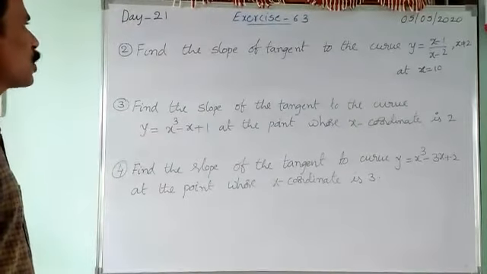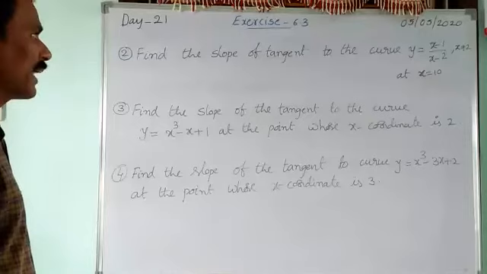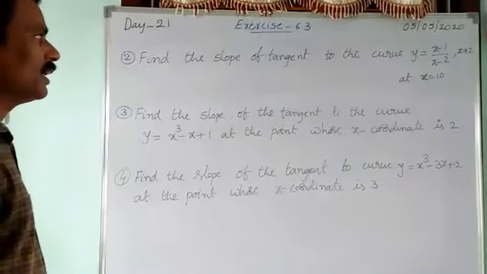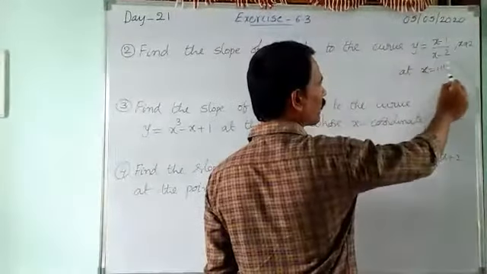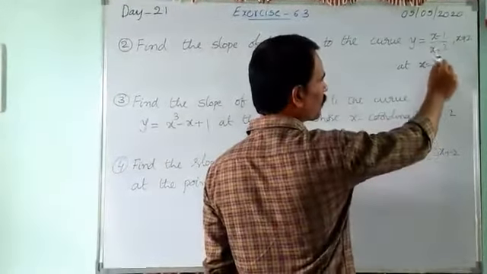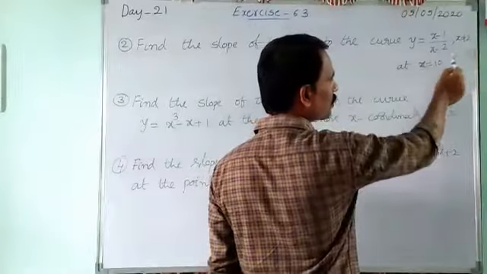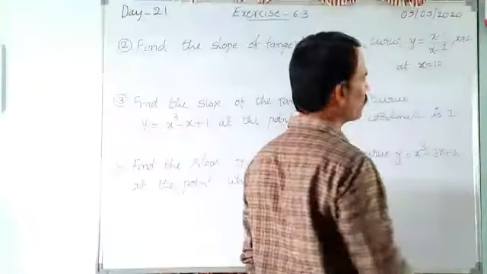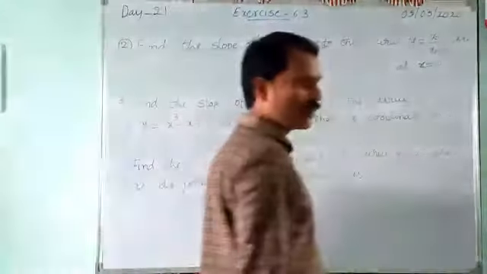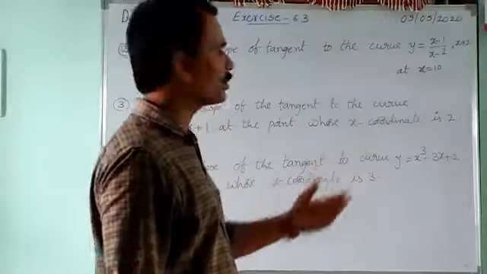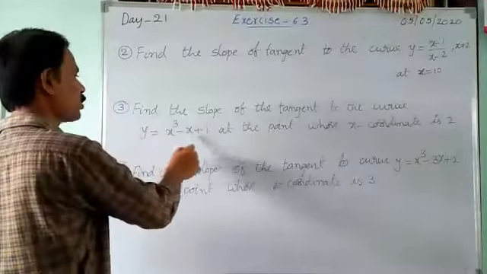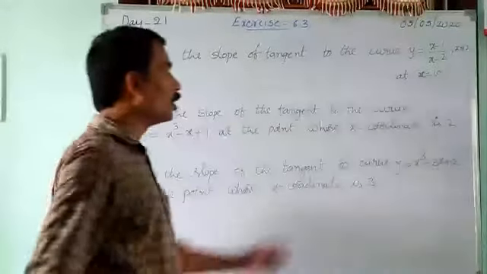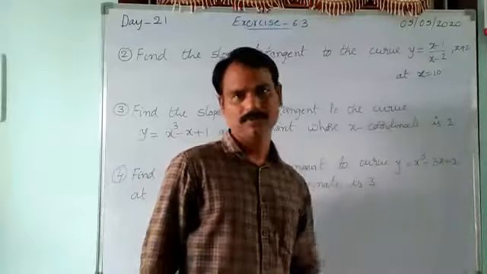First one: find the slope of tangent to the curve y is equal to x minus 1 by x minus 2, x is not equal to 2. Why he gave the condition means the denominator should not equal 0. That means for x minus 1 by x minus 2, the function should exist. And at x equal to 10, you have to calculate the slope of tangent. Same as: find the slope of tangent to the curve y is equal to x cube minus x plus 1 at the point whose x coordinate is 2.